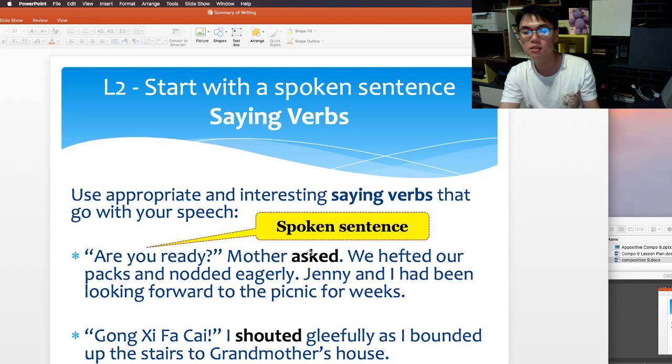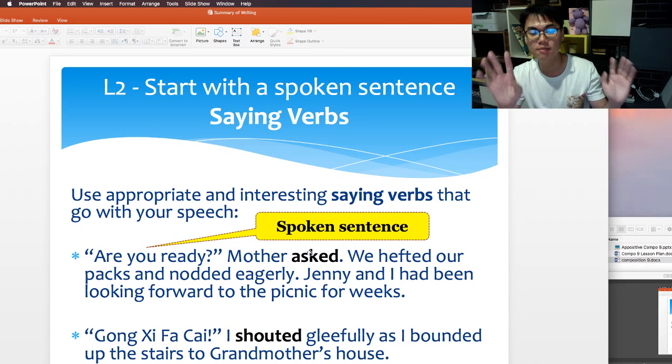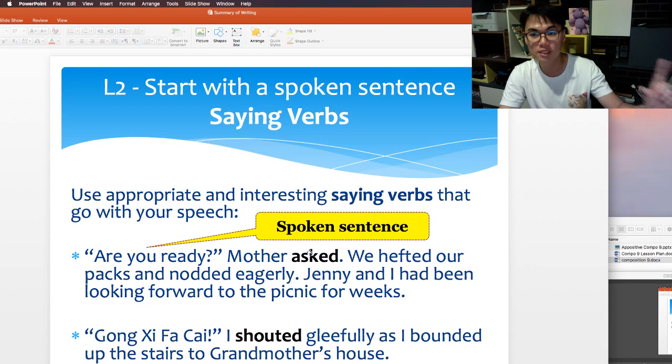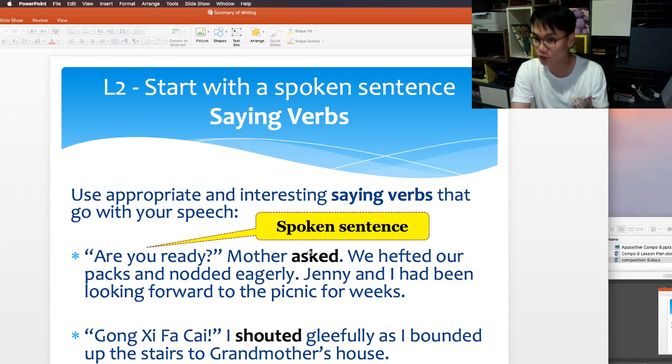I'm right in the middle. If you've just joined in, I'm talking about the 9 different techniques that make our writing better. The first technique we talked about was subordinate clauses, beginning with the connector although, though, however. Now I'm on to my second one, which is about using dialogue, spoken sentences, saying verbs, okay?